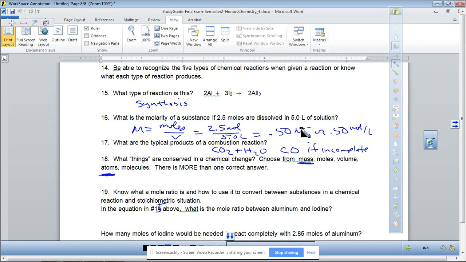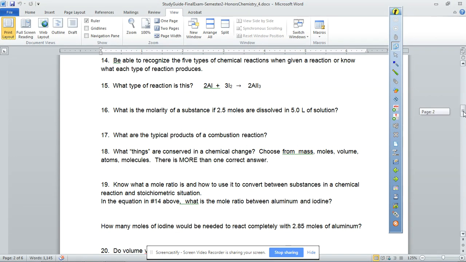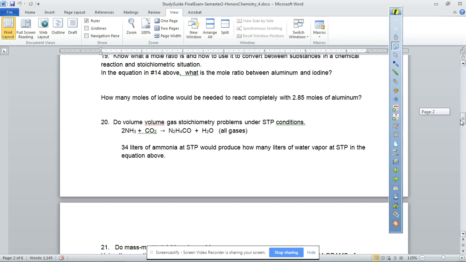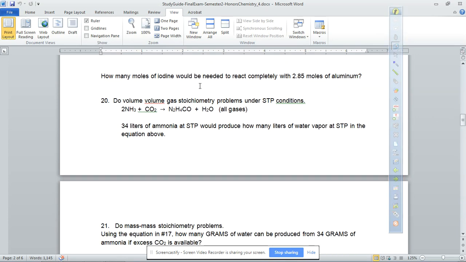What is the mole ratio between aluminum and iodine? Well, aluminum and iodine, 2 aluminums for every 3 iodines. So you could either say 2Al over 3I2, or you could say 3I2 over 2Al. Since it said aluminum and iodine, we assume they meant this. How many moles of iodine would be needed to react with 2.85 moles of aluminum?